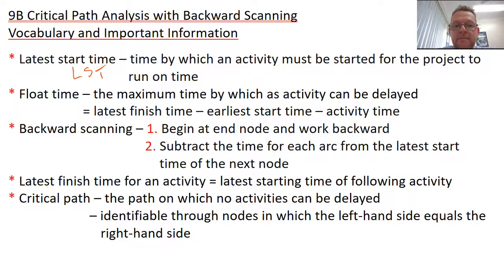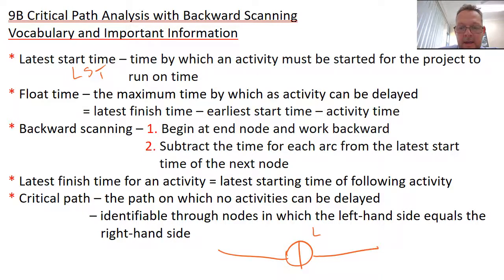The float time is the maximum time by which an activity can be delayed. So that's generally the latest finish time minus the earliest start time minus that activity time. Backward scanning is when we begin at each node and work backwards. We subtract the time from each arc from the latest start time of the next node. Now, the latest finish time for an activity is the same as the latest starting time of the following activity. So the late times are on the right-hand side.